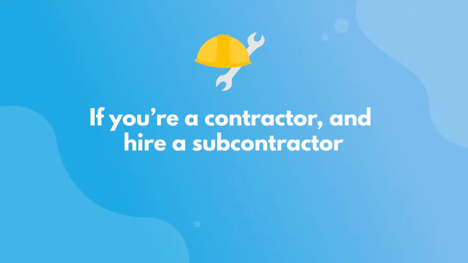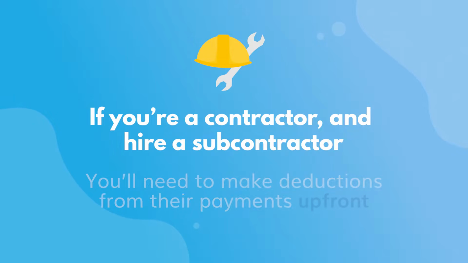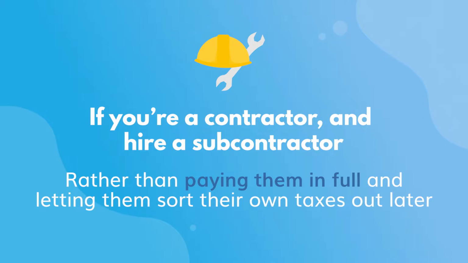If you are a contractor and you hire a subcontractor for a construction job you're working on, the CIS rules mean that you'll need to make deductions from their payments up front rather than paying them in full and letting them sort their own taxes out later. Those deductions go towards their tax and national insurance bill, so it's up to you as the contractor to tell HMRC about them and then pass the money along.